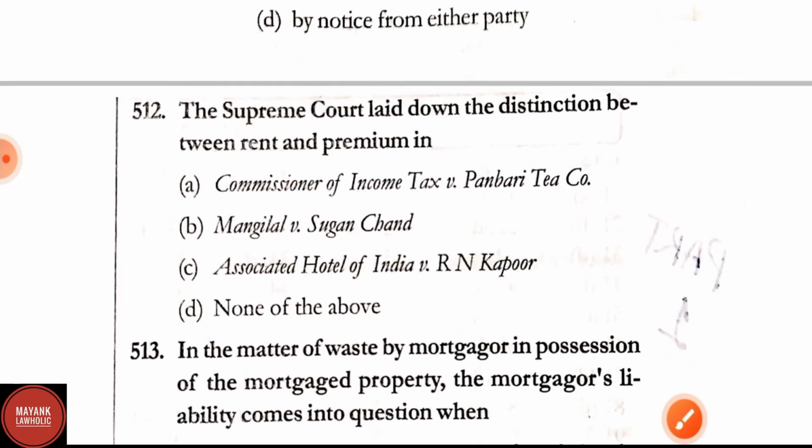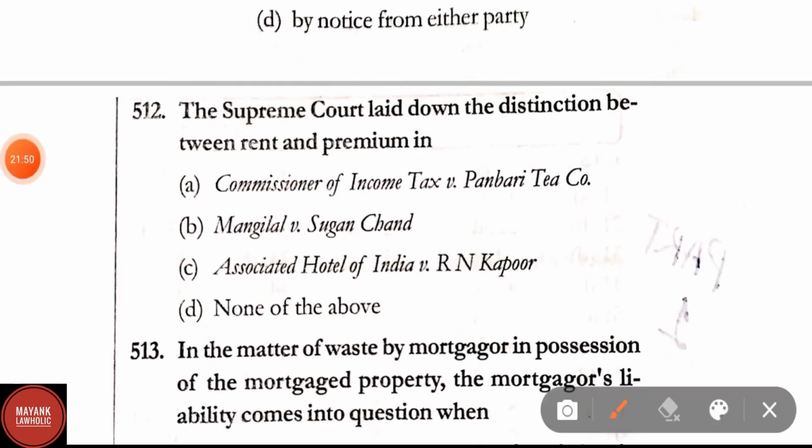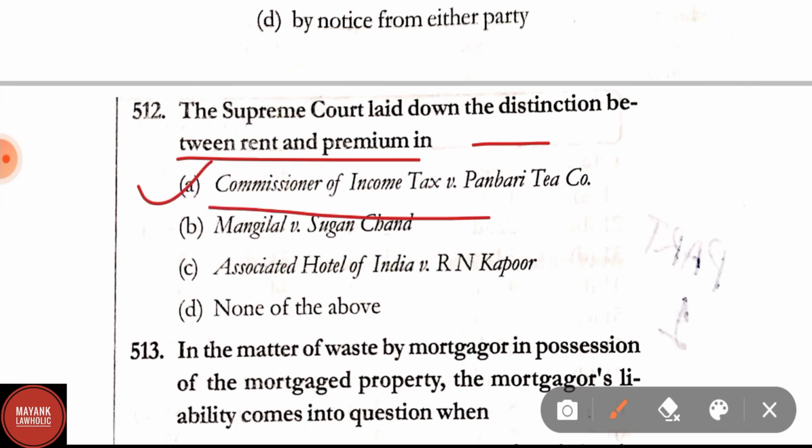Question number 512. The Supreme Court laid down the distinction between rent and premium in option A, Commissioner of Income Tax versus Panbari Tea Company. Option B, Mangilal versus Sugan Chand. And option C, Associated Hotels of India versus R.N. Kapoor. And option D, none of the above. In question number 512, the correct answer is option A, Commissioner of Income Tax versus Panbari Tea Company.